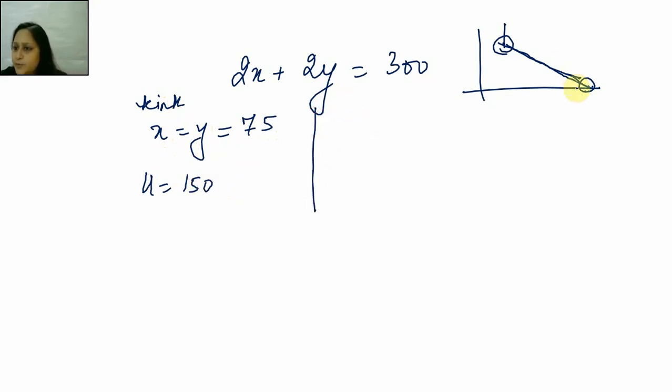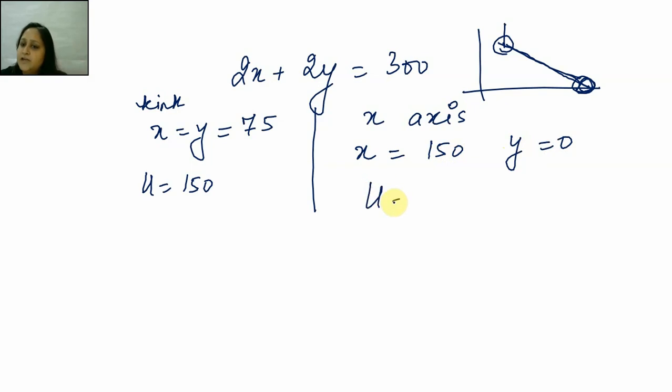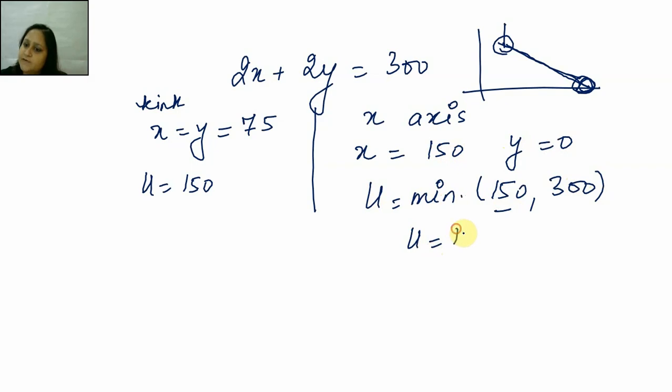At this point, अगर मैं इस point पे consume करूँगी, then I'm consuming on the x-axis, है ना? In that case, my x is 150 and y is 0. Then utility is minimum of 150 plus 0, 150 into 2 is 300, which is 150. Utility is still 150. Isn't this utility and this utility same? It is, which means in this case, the person is indifferent in this entire section.